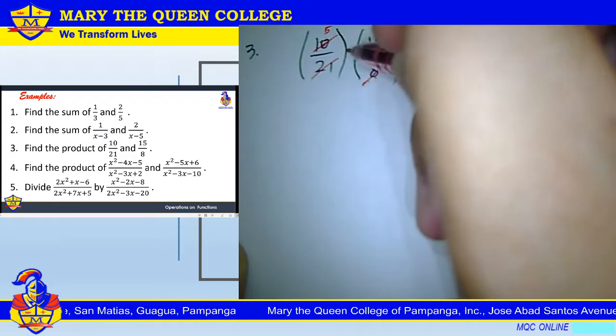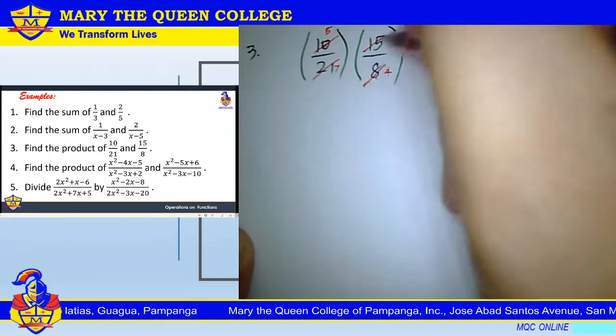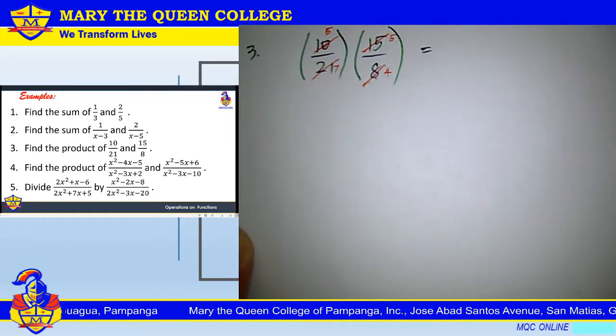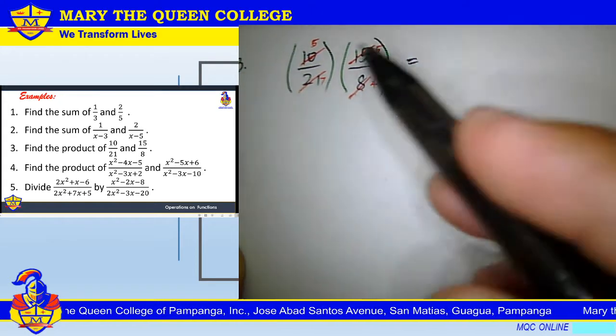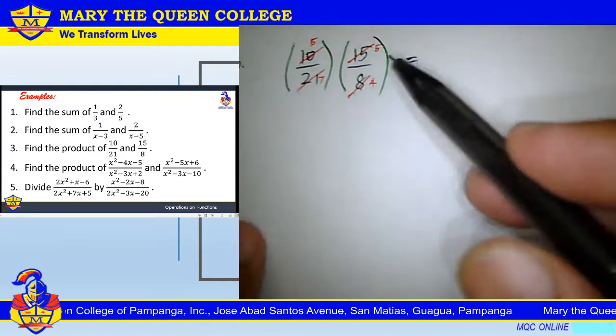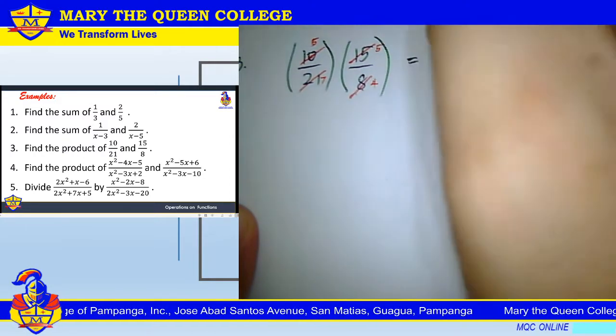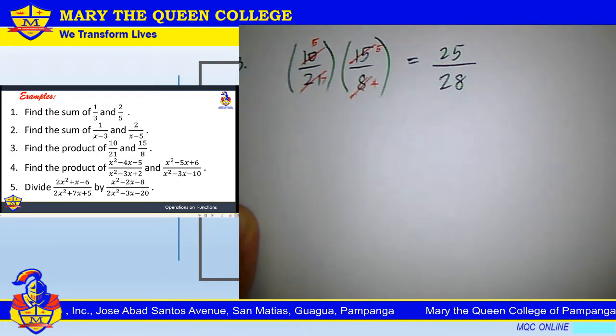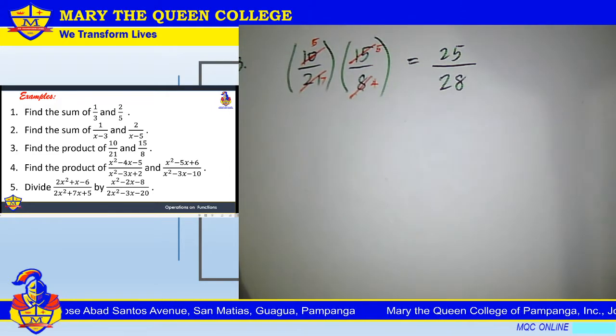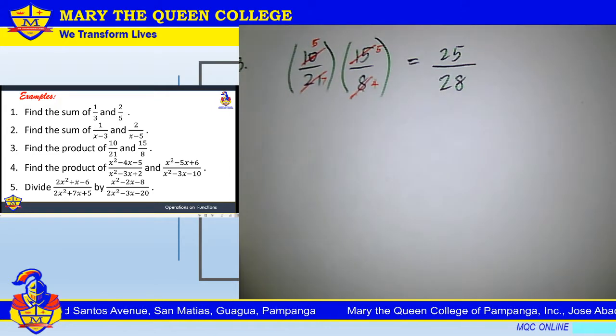Okay? So, 21 divided by 3, that would be 7. 15 divided by 3, it would be 5. Okay, tapos tingin pa tayo kung meron pa tayong pwede i-simplify or i-cancel. So far wala na. So, we can now multiply. So, we have 5 times 5. We have 25. Over 7 times 4, we have 28. So, that's it. So, the product of 10 over 21 and 15 over 8 is 25 over 28.